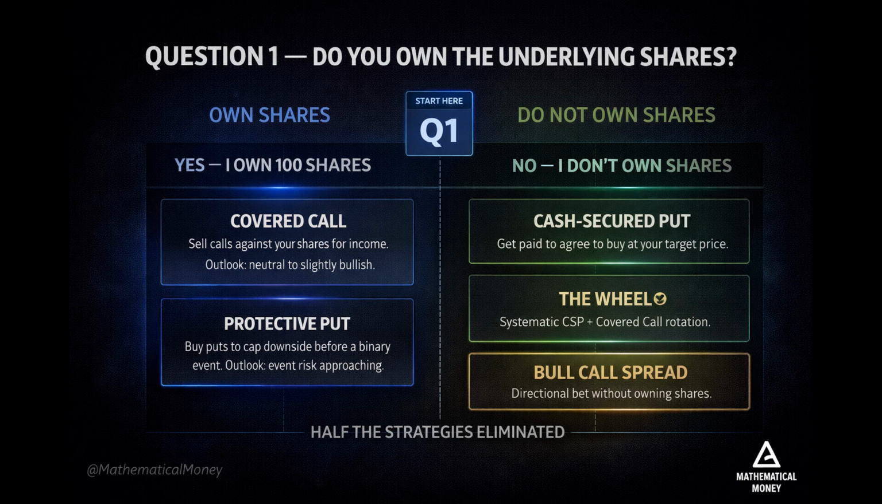If you do not own shares, your strategies are the cash-secured put, the wheel, and the bull call spread. The cash-secured put gets you paid while waiting to buy at your target price. The wheel begins with a CSP and continues as covered calls once assigned. The bull call spread gives you directional exposure without needing to own the stock. Stock ownership is the first fork in the decision tree. Answer it correctly, and you immediately eliminate half the strategy options.